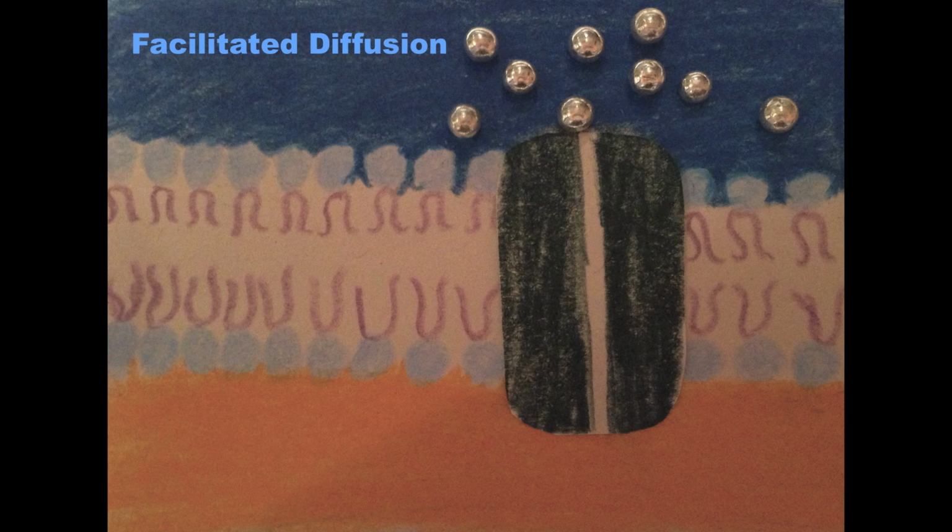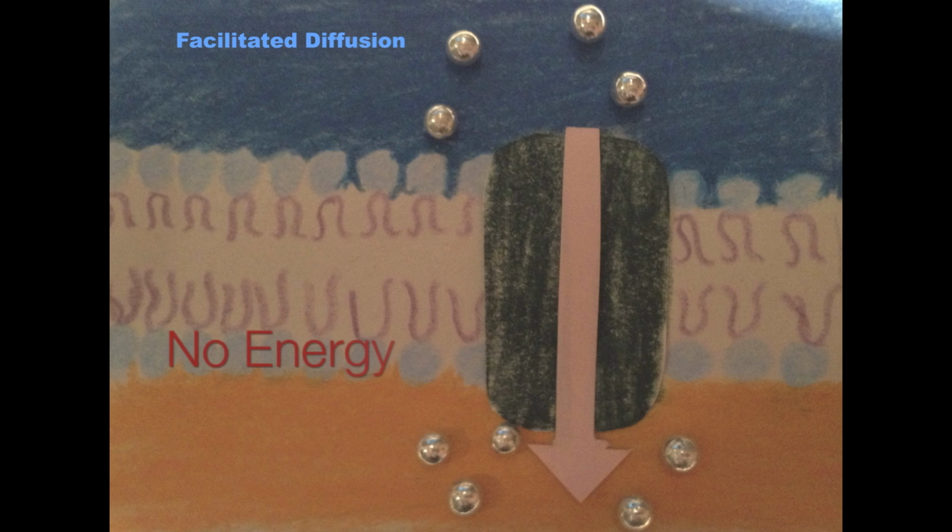Larger molecules can still enter the cell. They just need a little help passing through the phospholipid bilayer. Facilitated diffusion is when diffusion occurs through a protein channel. Facilitated diffusion does not require energy because the particles undergoing diffusion go with the concentration gradient.